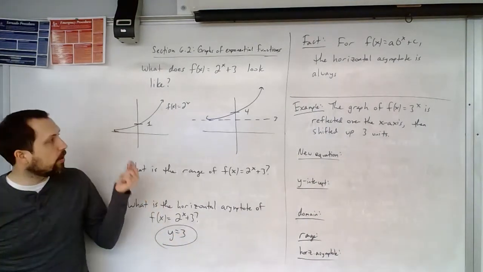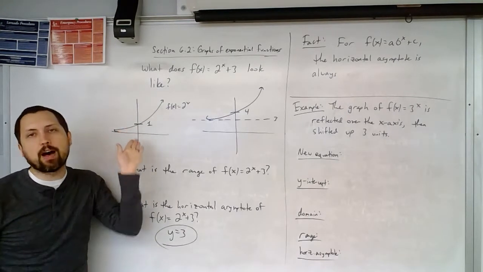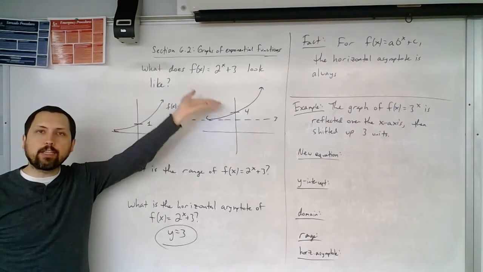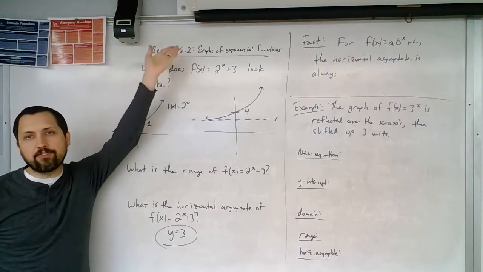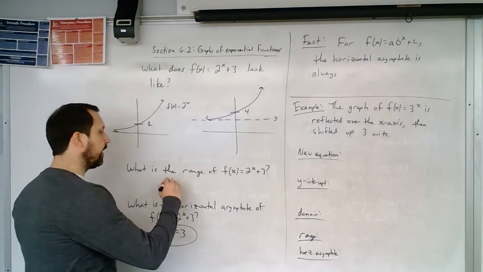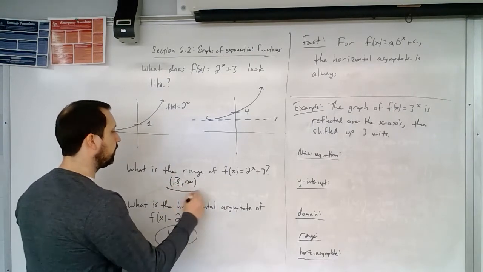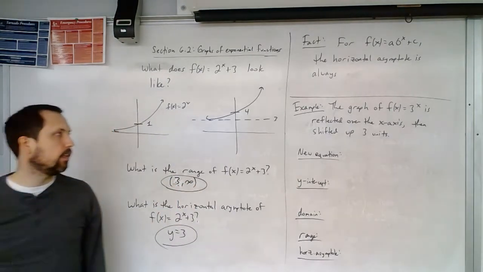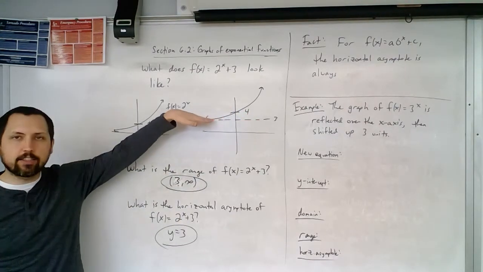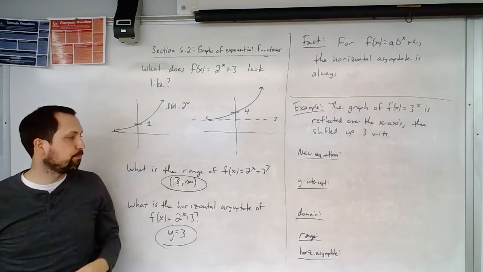The range of this function was 0 to infinity. It was all of these positive numbers. Here, if we shift that up 3 units, it still goes up to infinity, but now we don't start at 0, we start at 3. So the range is now 3 to infinity. And remember, we're not including 3 because it doesn't ever actually reach this asymptote. It's just going to approach it very closely.